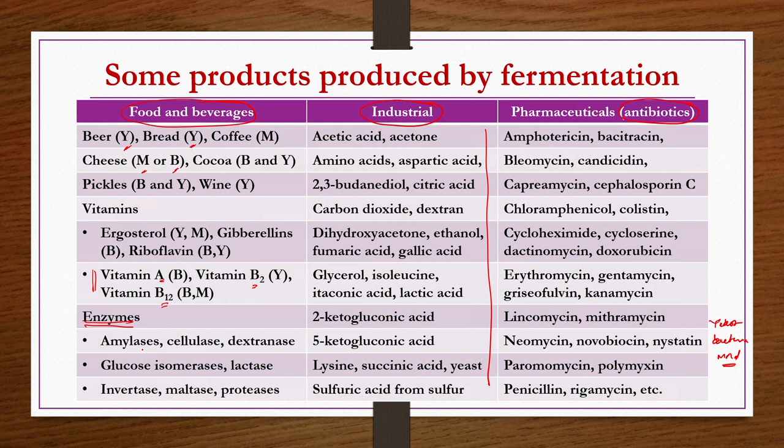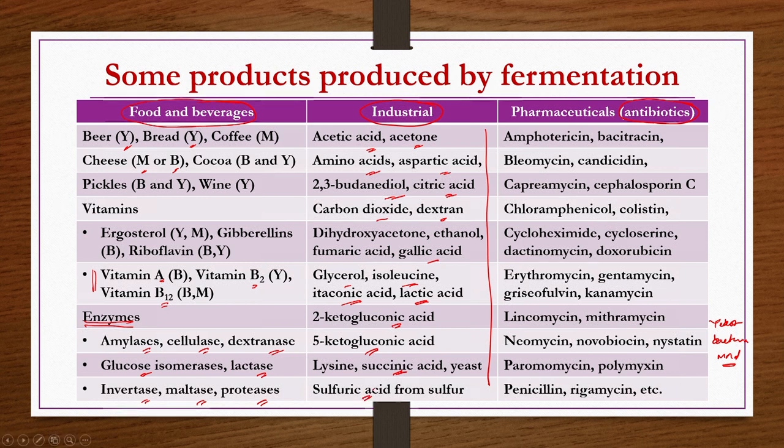What are some of the enzymes? They are amylases, cellulase, dextranase, glucose isomerases, lactase, invertase, maltase and proteases. Now, coming to the different types of chemicals produced by industrial fermentation at chemical plants: acetic acid, acetone, amino acids, aspartic acid, 2,3-butanediol, citric acid, carbon dioxide, dextran, dihydroxyacetone, ethanol, fumaric acid, gallic acid, glycerol, isoleucine, itaconic acid, lactic acid, 2-ketogluconic acid, 5-ketogluconic acid, lysine, succinic acid, yeast, sulfuric acid from sulfur, etc.